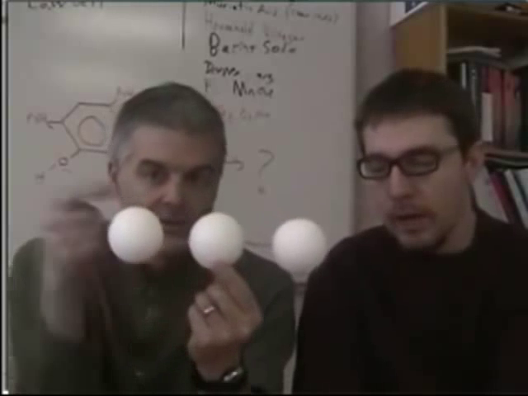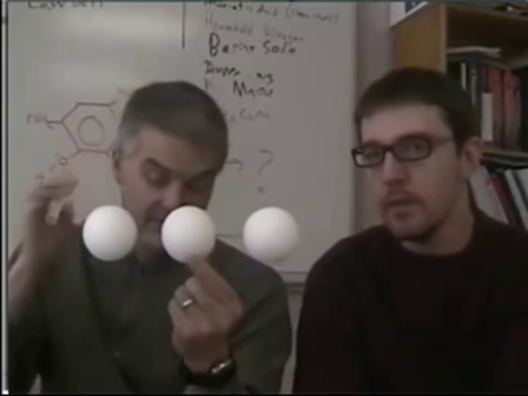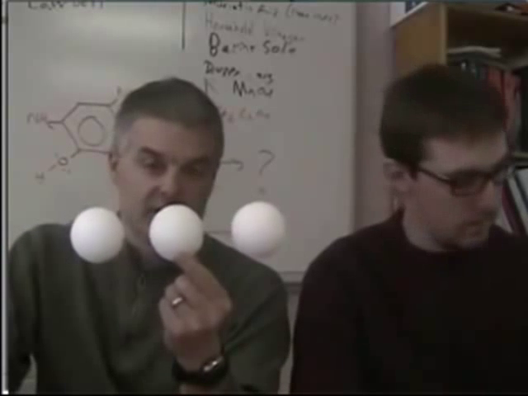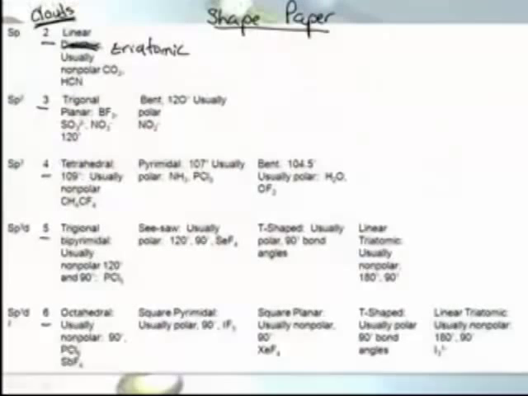Triatomic meaning three atoms, and three atoms in a line, you see. And so that's why we have this concept of linear triatomic. They are at a 180 degree bond angle. So the shape that is drawn.